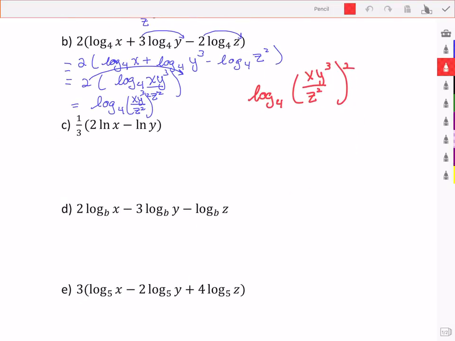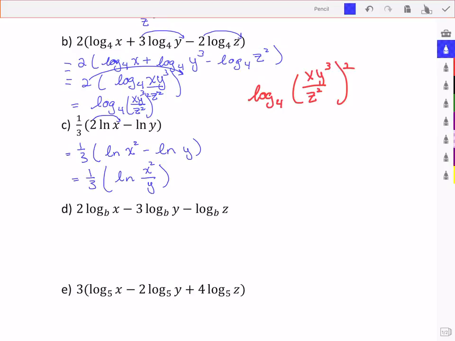I'll do one more. I've got 1/3 times 2 natural log of x minus natural log of y. So I'd start by taking the 2 and moving it to that exponent place. So I've got 1/3 natural log of x squared minus natural log of y. Staying inside the parentheses, I still have my 1/3. I can put these together. The x squared will be on top in the numerator, and the y goes to the denominator.